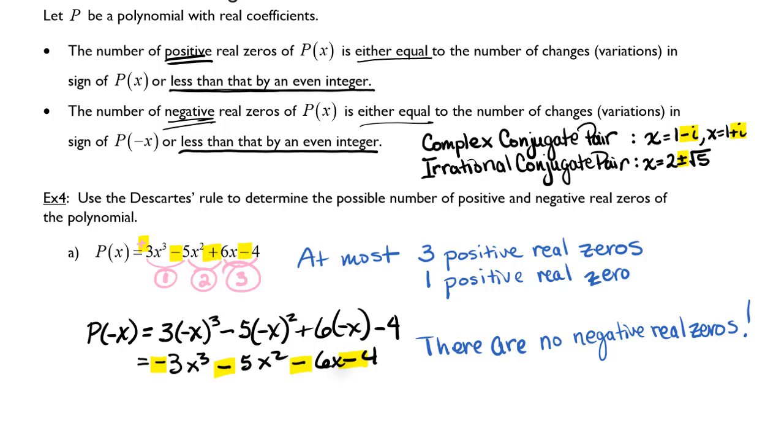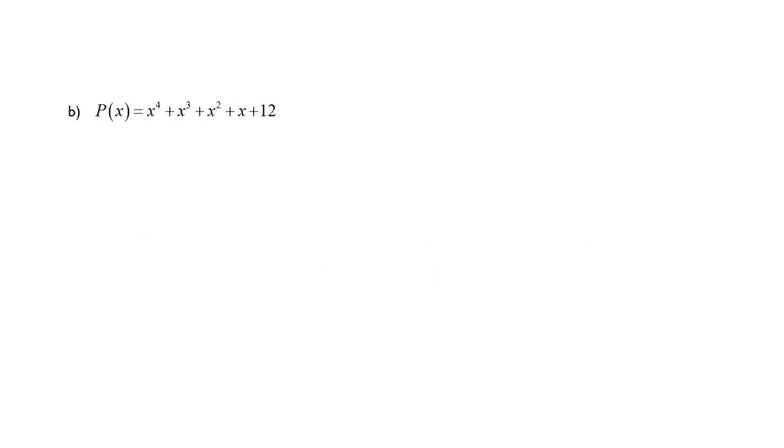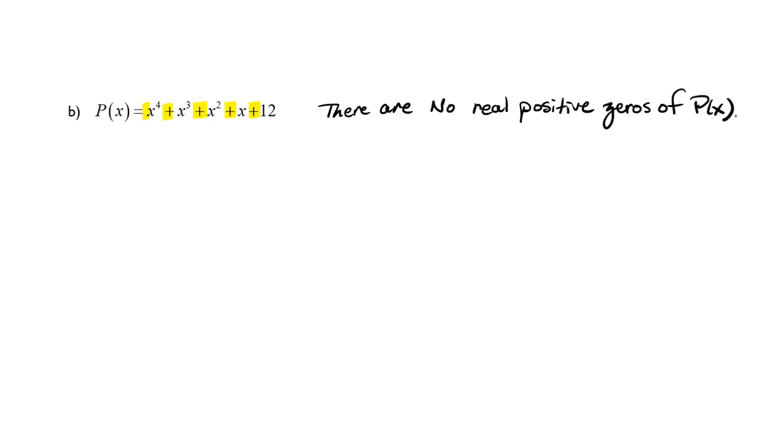Now let's look at example 5. First, let's check for changes in positive sign. So positive, positive, positive, positive, positive. There are no changes to p of positive x. So since there are no changes in sign, there are no real positive zeros of p of x.